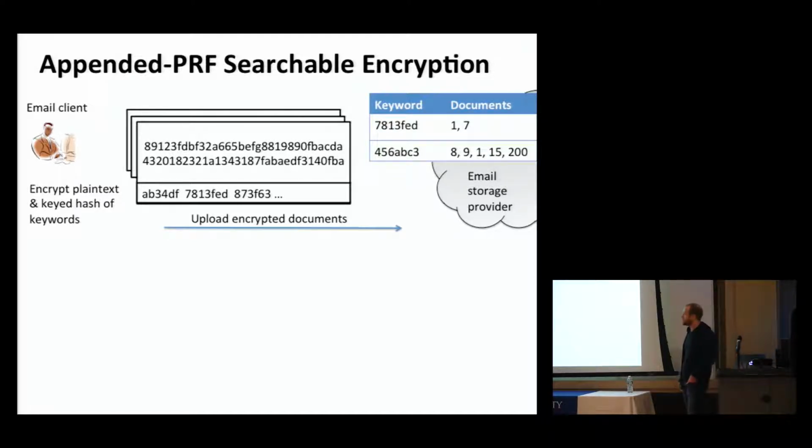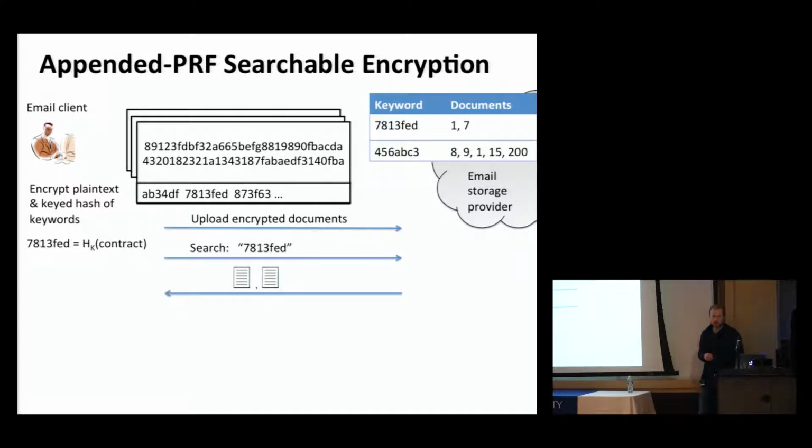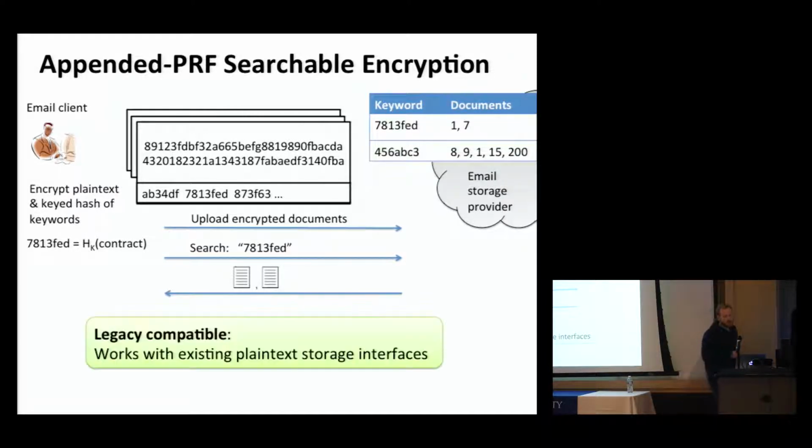OK, so how do we do a search here? Should be pretty obvious. You take a keyword that you want to search for. You stem it if it needs to be stemmed, and you hash it under the key that you have. You get back the token, and you just search on that instead. And you'll get back the documents as before. So the great thing about this scheme is that it's what I'll call legacy compatible, which means that it works with existing plaintext storage interfaces. We didn't have to change anything about the way the server operated. We can still do this type of encrypted search.